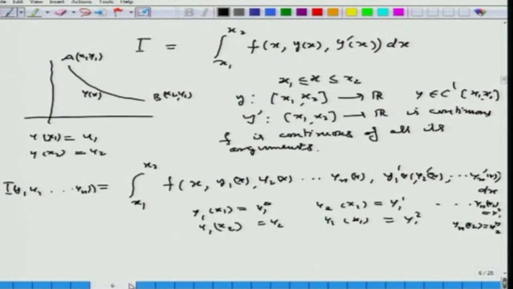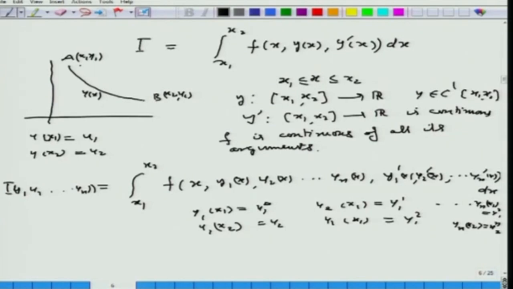Next we consider the general form of integral I, which may appear in our analysis, and other integrals which involve higher order derivatives will also appear in our analysis. For example, this I here is an integral defined over the interval x1 to x2 of a certain given function f, which is continuous in its arguments, and this y and y prime, y is continuous whereas y prime is piecewise continuous. So then this integral will be well defined in the sense of Riemann.